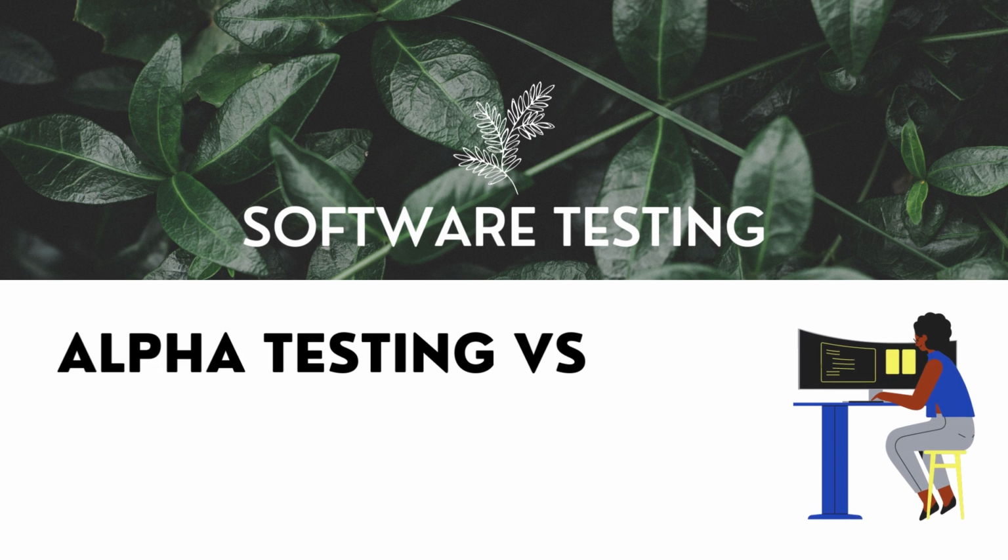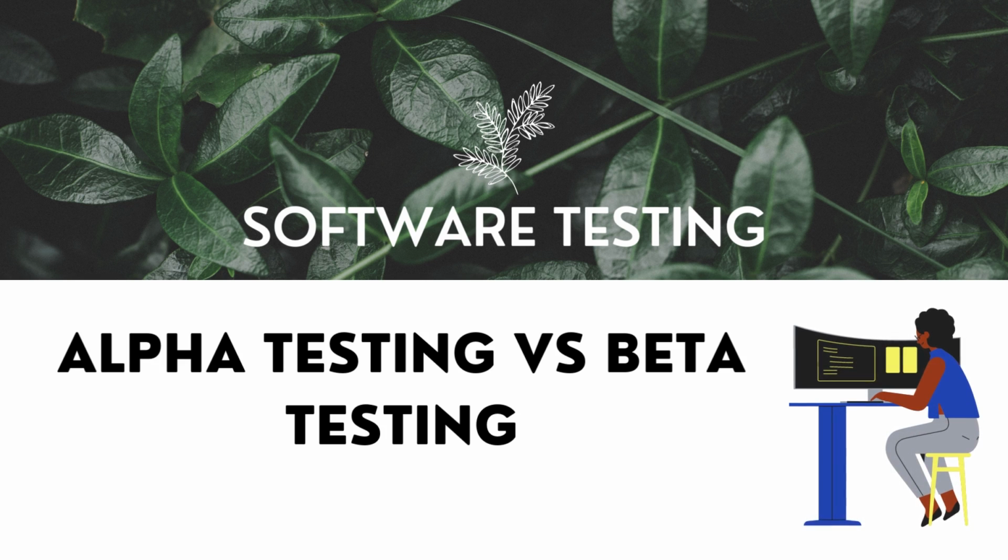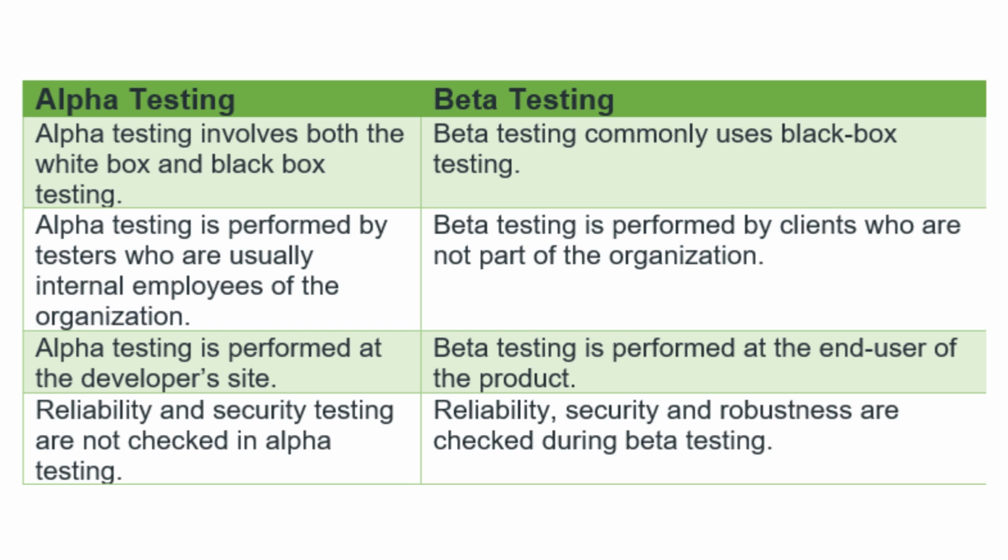So hi everyone, in this video we are going to learn about alpha testing versus beta testing. Let's start. Alpha testing involves both white box and black box testing. As a revision, I'm just giving an overview of what black box is. In black box testing, the tester is not aware of the internal working of the software, whereas in white box testing, the tester is aware of how the code is working, the 100% code structure he is aware of.